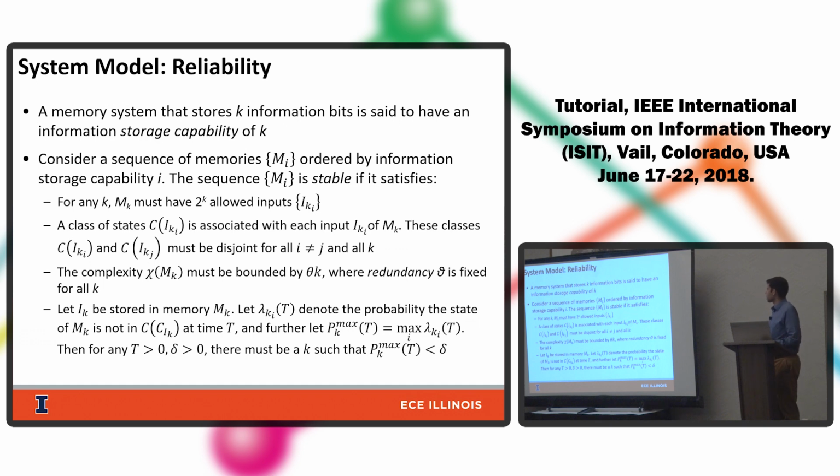We have a class of states associated with each input, and these are disjoint. So these are disjoint decoding regions. The complexity must be bounded by theta k, where the redundancy theta is fixed for all k. So we only want a linear increase in overhead. And then the main property: we let lambda be the probability that the state is not in the correct decoding region at time t. And we'll look at the maximum error over all such decoding regions. We want that probability to be less than delta, for arbitrarily small delta, for any time into the future. Okay, so we want the memory to stay within the decoding regions forever. You can wander around a little bit within your decoding region, but you have to stay within your decoding region forever. Okay, that's the notion of reliability.